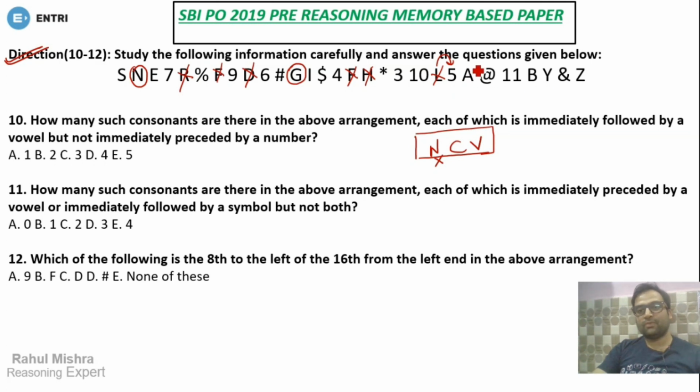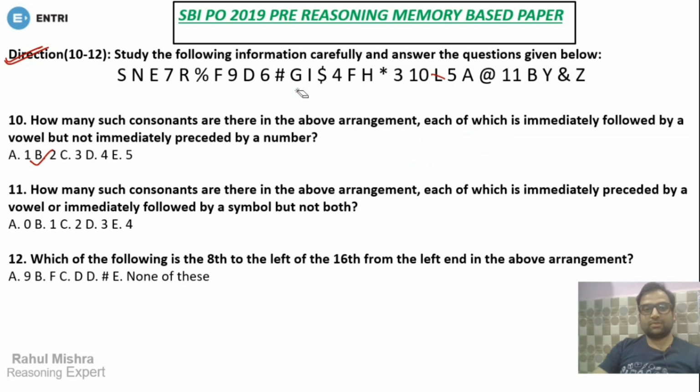A is a vowel. A vowel we need not find out. So B is a consonant. Just after B, Y is there, but we need a vowel. So we have got only two consonants which are following the pattern. So the correct answer is option number B. I hope it is clear. Now we will move to the next question.